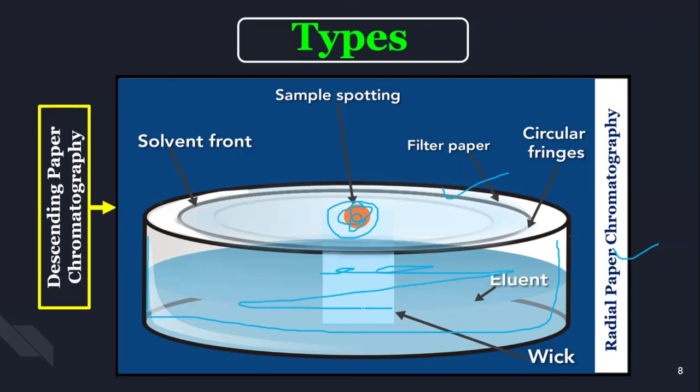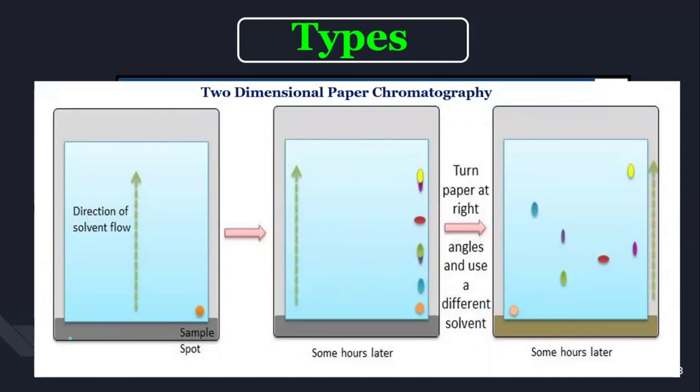Then a wick of the paper is dipped inside the solvent, and the solvent rises through the wick and the components get separated in the form of concentric circular zones. With this wick at the center, your solvent is going to flow completely outward into the concentric circular zones, and you can separate all the components very easily by using the radial paper chromatography technique.